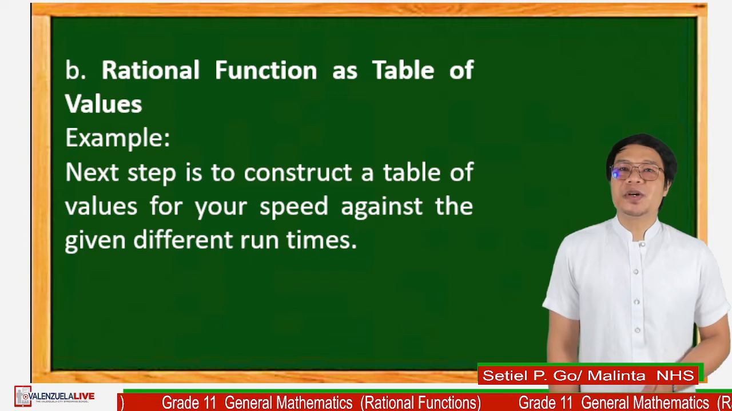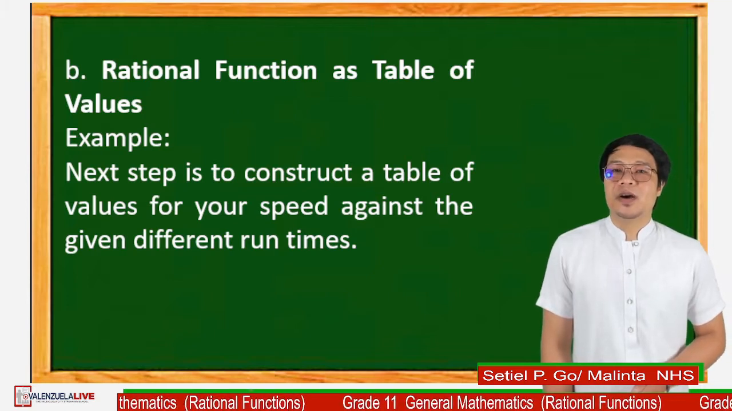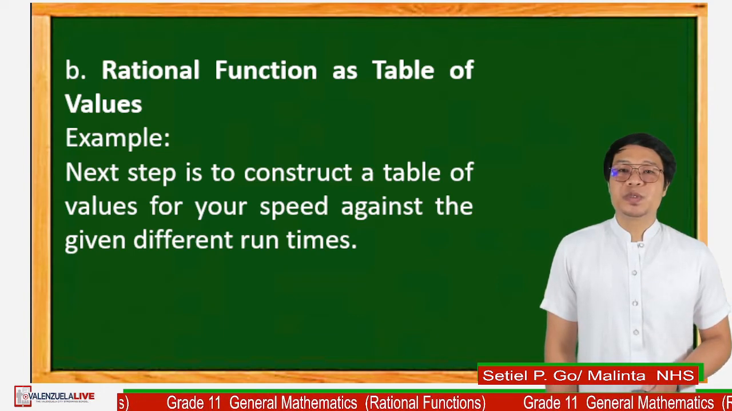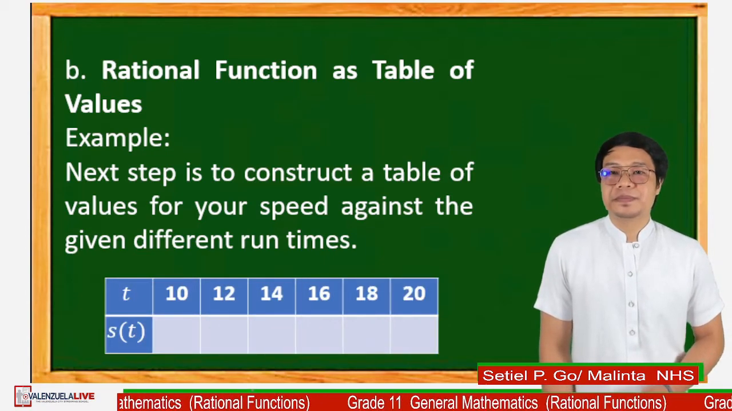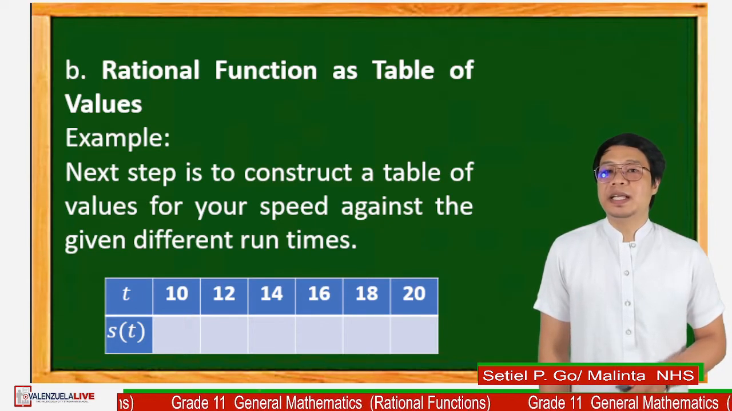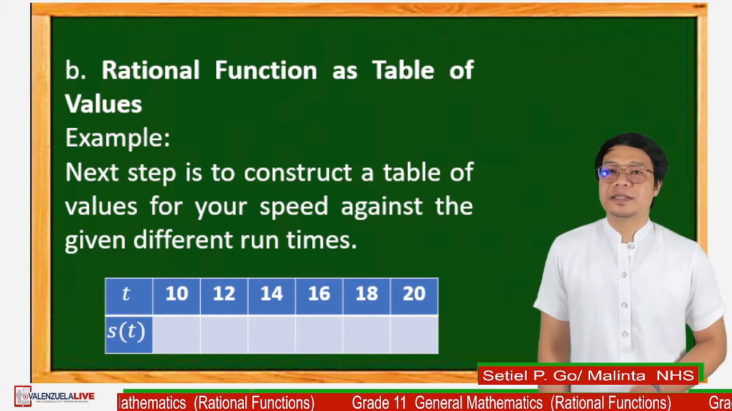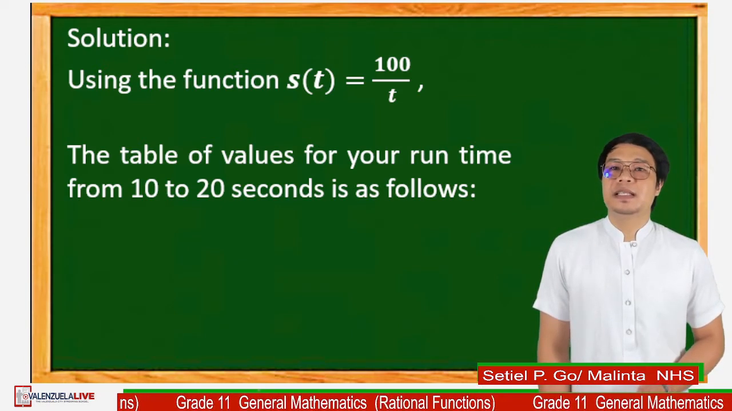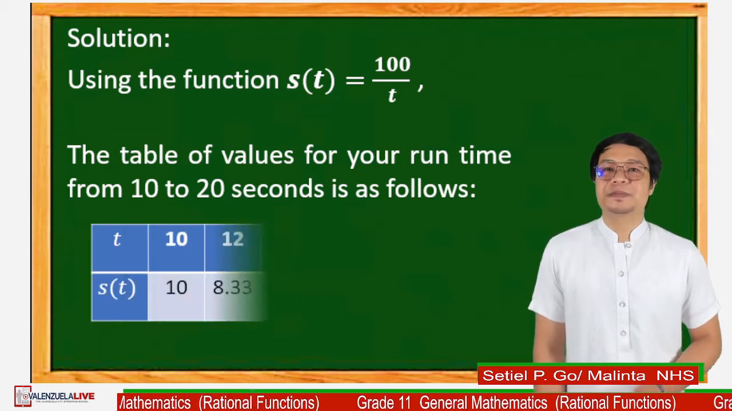Now, we can also represent rational functions as a table of values. Using the first example, the next step is to construct a table of values to find out the speed against the different given runtimes. As you can see, we have the table wherein t represents the runtimes, which will be 10 seconds, 12 seconds, 14 seconds, 16 seconds, 18 seconds, until 20 seconds. Using the rational function s of t is equal to 100 over t, the table of values for runtime from 10 to 20 seconds is as follows.